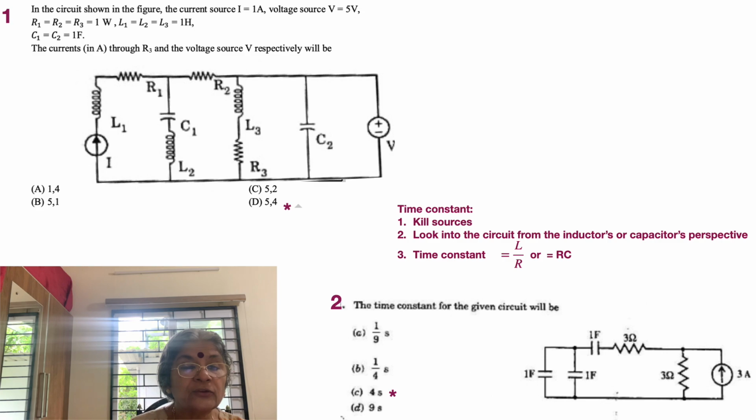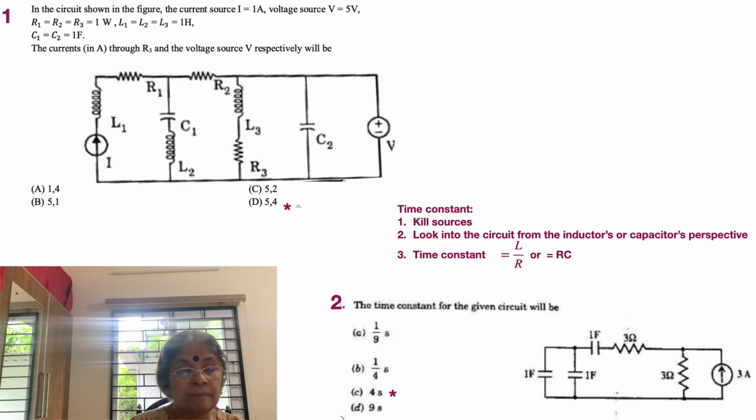So what is the current through L3? Now since L3 is shorted and R3 current is asked, we also realize that this R3 has a voltage of 5 volts across it because the 5 volt source now becomes completely across it.